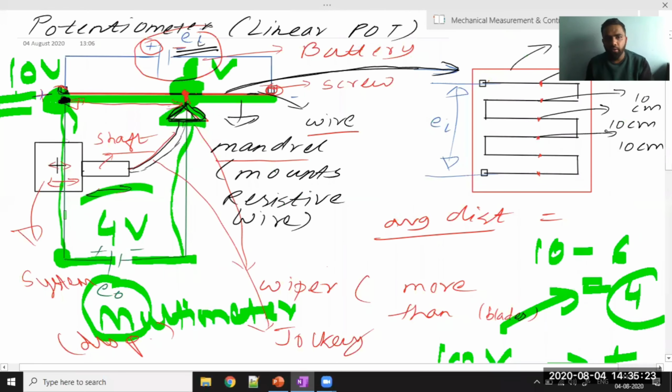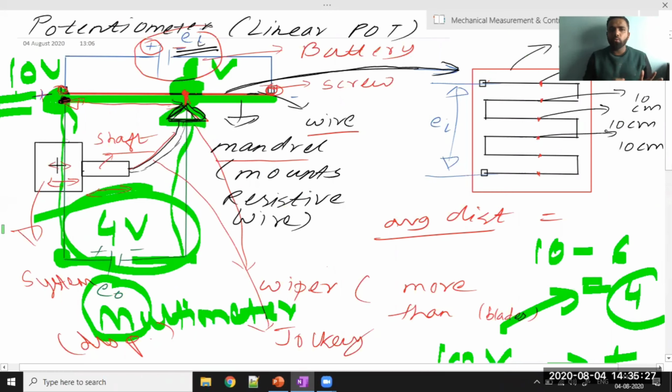So that is what we try to measure here. I hope you're getting this. We try to measure the potential difference across the length of the wire, which is under consideration when the wiper moves from the plus point to another point. When the wiper moves to this point, now what do we see?